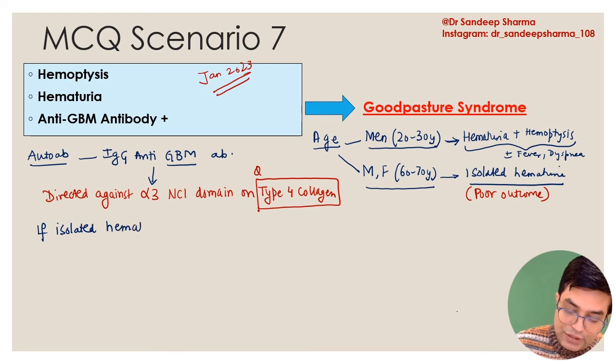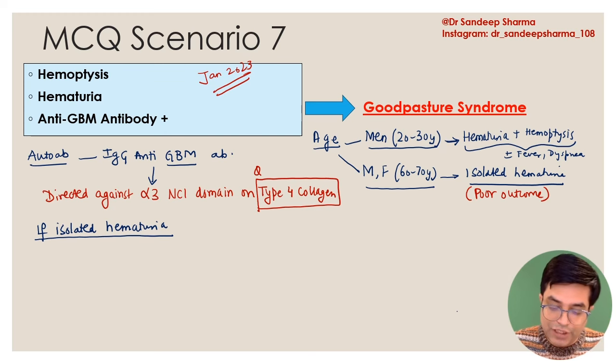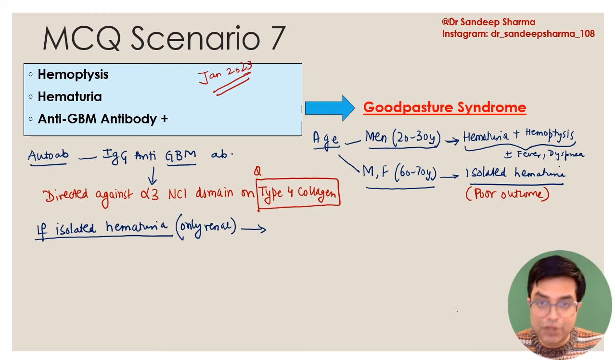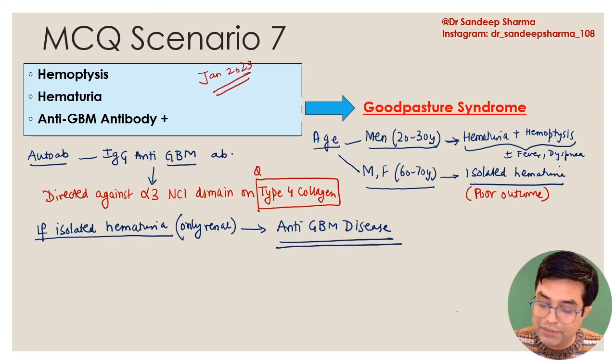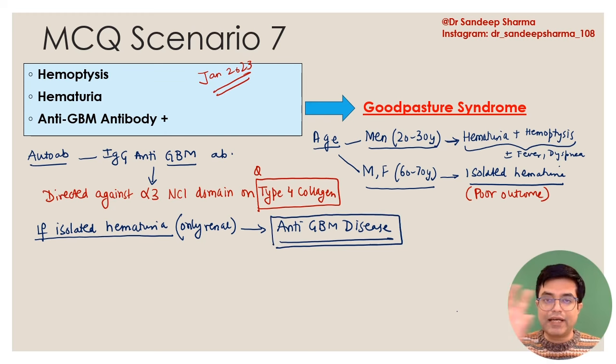Also, if the patient is having isolated hematuria without any pulmonary involvement, that is, only renal disease, only renal hemorrhage, for such a patient we use the term anti-GBM disease. In many books they are considered similar, but technically they are not the same. If both lungs and glomeruli are affected, it is called Goodpasture syndrome. If only kidneys are involved and there is no hemopsis, it is called anti-GBM disease, and this distinction is very clearly mentioned in Harrison as well as Robbins.